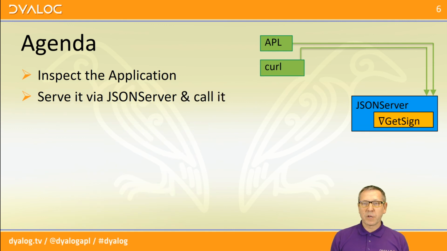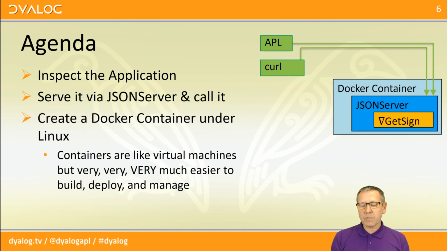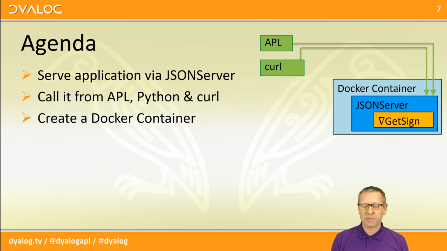Once we've got our JSON server up and running, we're going to create something called a Docker container, and we're going to do that under Linux. And containers are very similar to virtual machines, but they are very, very much easier and faster to build, deploy, and manage. And hopefully that's almost the main message of this presentation. Hopefully you will agree with me about that in 45 minutes.